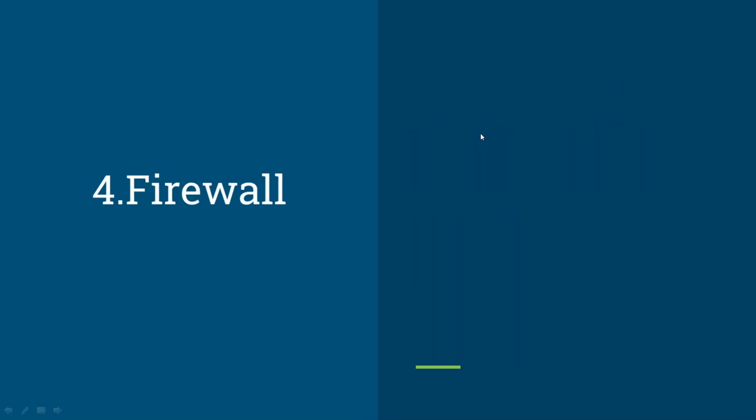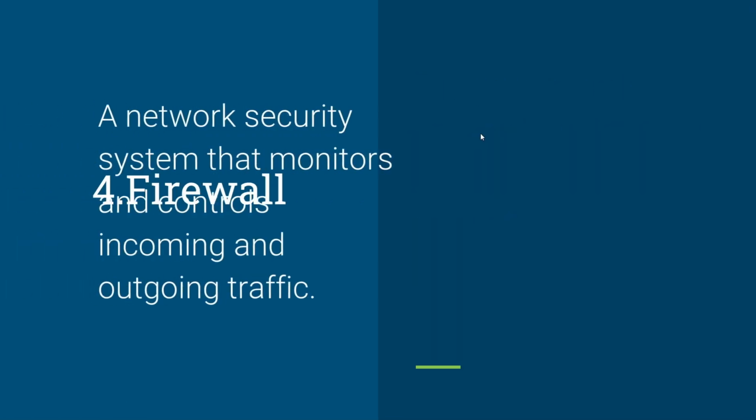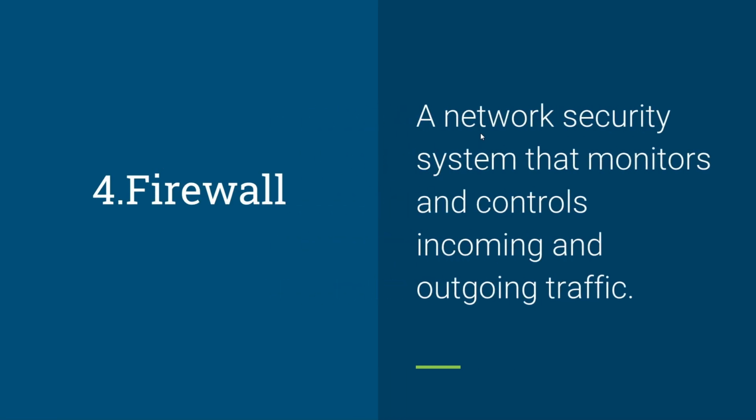Next is the firewall. A firewall is a network security system that monitors and controls incoming and outgoing traffic. This is the definition of a firewall. We have an example where a company wants to protect its internal network from external threats. They decide to implement a firewall. Another example is a company that uses a firewall to allow employees to access the internet but restrict access to certain websites. This is the example and definition of a firewall.